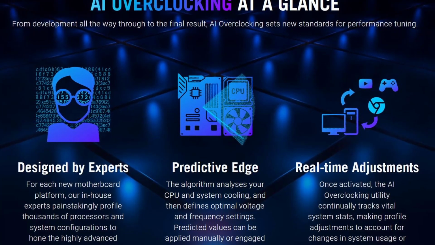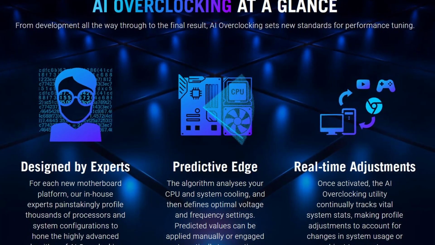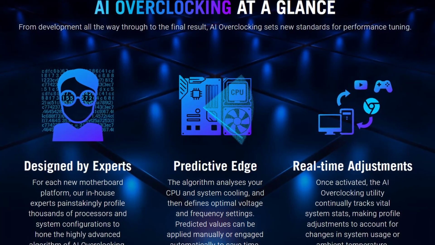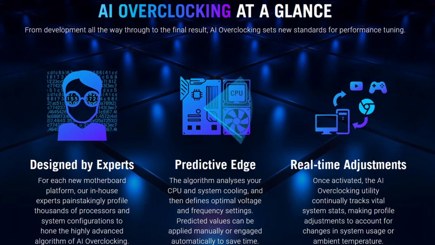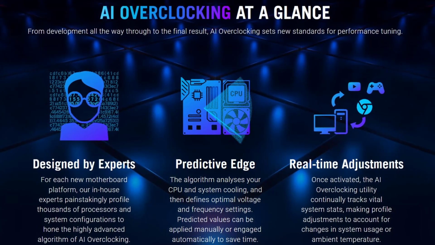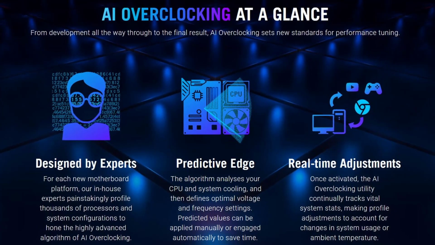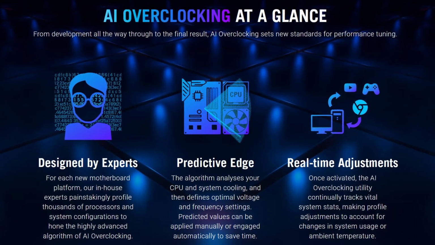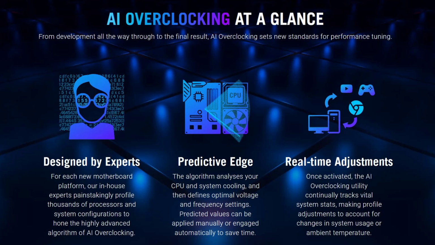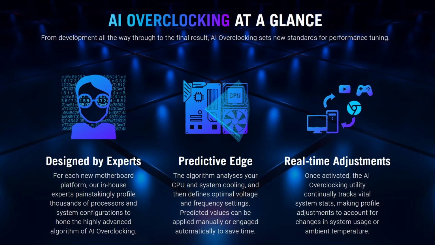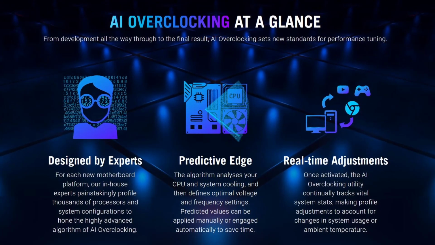ASUS AI Overclocking uses a unique strategy for automatic overclocking. Instead of working with preset frequency and voltage profiles, the system monitors the CPU and cooling system throughout an initial testing phase. Based on its findings, it then predicts the optimal settings. The system automatically guides the overclocking process and adjusts voltages and frequency to match your cooling system. The better your cooling, the higher your AI overclock.